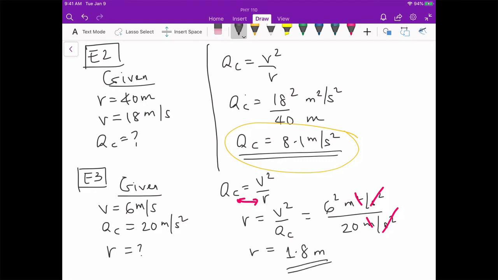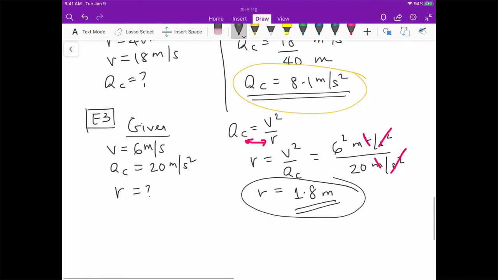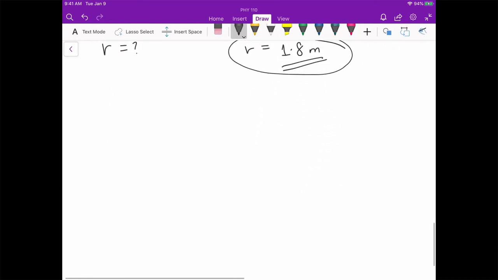Okay. Excellent. Very good. So that is the equation, and similar questions would be interested in calculating this. Then let's go and try to look at E5.